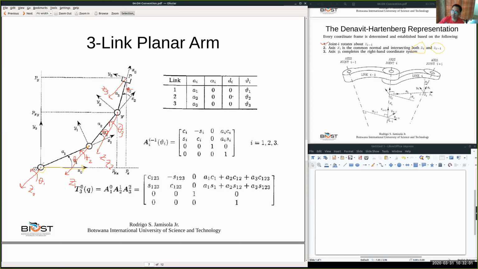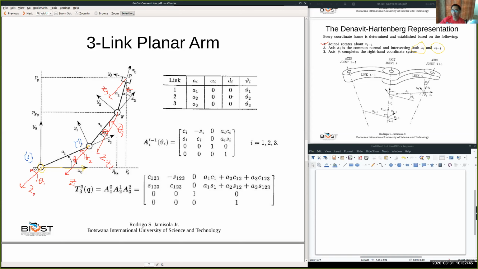Now we identify where X1 is. Sorry, we'll look at the origin first. We assign the origin of the zeroth frame to be at the point where your X0 intersects your Z0. This is frame 0. Now let's go to the next frame, which is frame 1. Here will be frame 1.